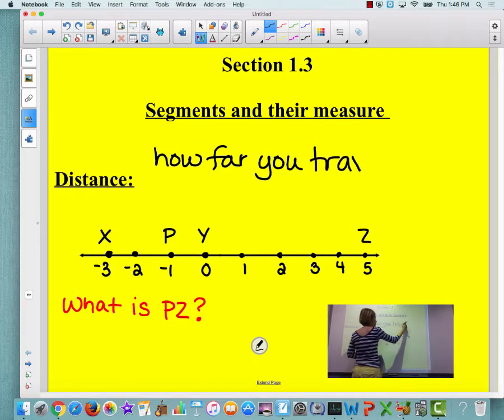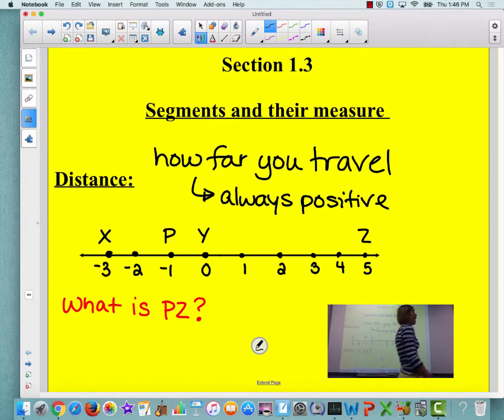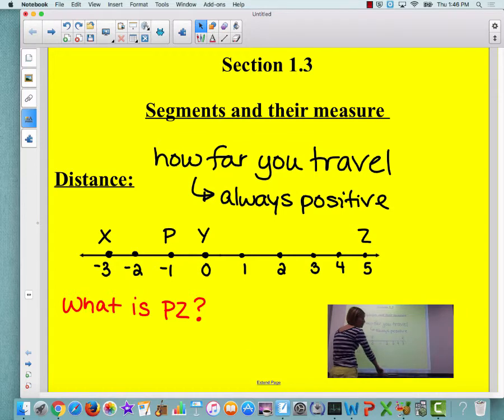Hopefully this summer you guys are traveling somewhere, whether you're going to your friend's house down the street, you've traveled a distance. So when we think about distance as how far you travel, that means it's always positive. Even if you walk backwards, you've traveled a certain distance. Watch, if I move backwards, I'm going to have traveled at least a foot maybe when I take that walk. All right, so let's look at this segment I gave you.